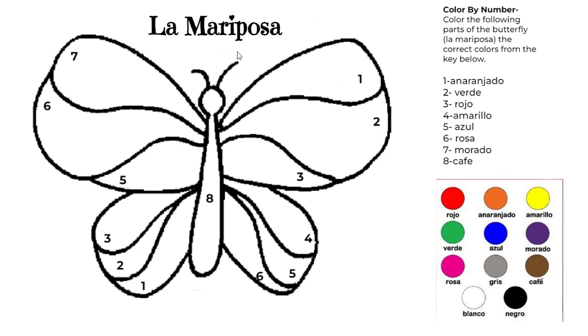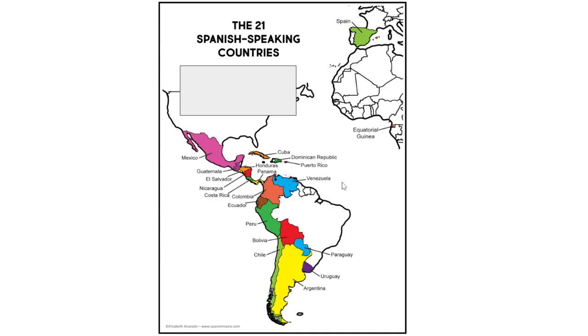Also, you had to practice your numbers by creating a mariposa. A mariposa is a butterfly. And if you would like to share your mariposa, feel free to go ahead and upload it into the classroom, and we can look at everybody's artwork.